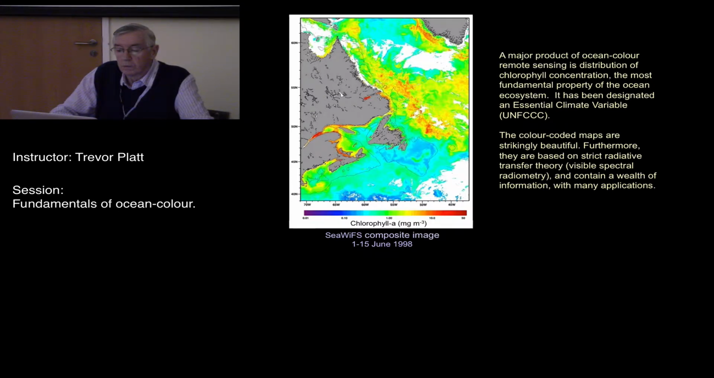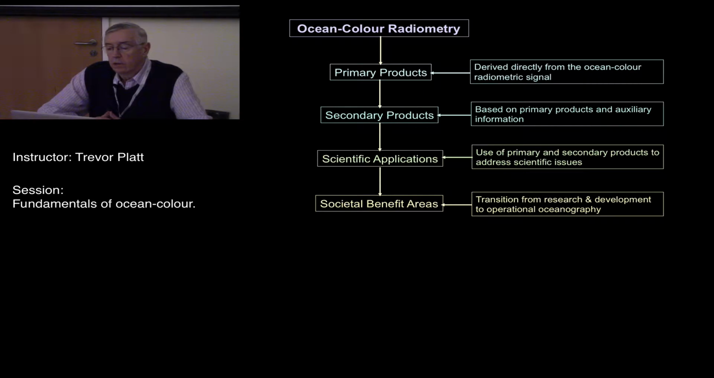Now, if we look at what is possible to learn from this radiometry, we have first the so-called primary products, which can be derived directly from the radiometric signal. We have secondary products, which are deduced from the primary products with other auxiliary information. And then we can make scientific applications of both of these kinds of products to address scientific issues.